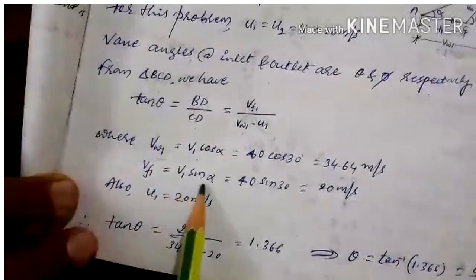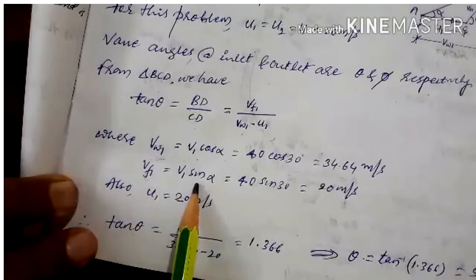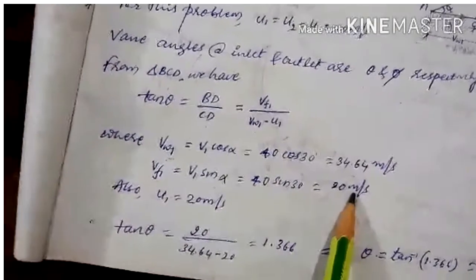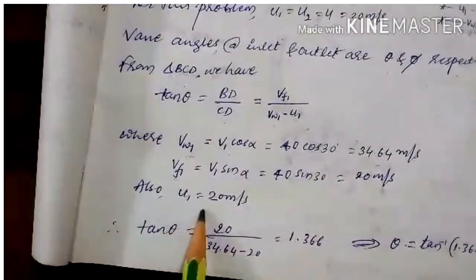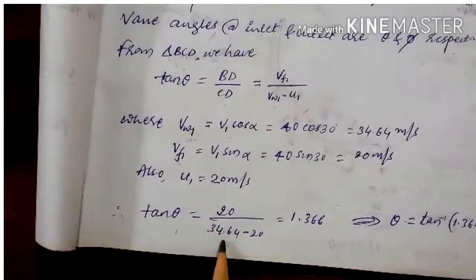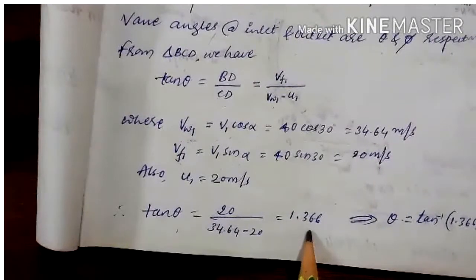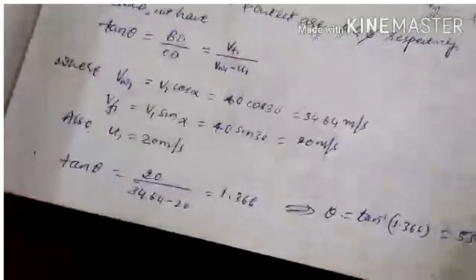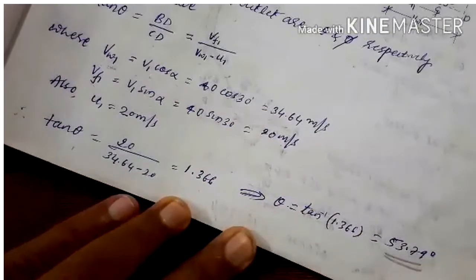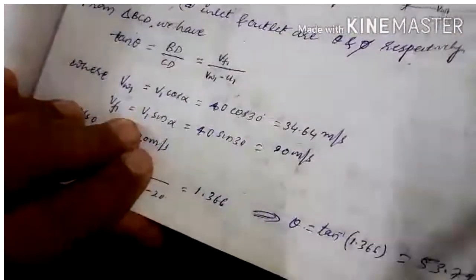Then VF1 is V1 sin alpha, that is the vertical component of V1, and we get 20 meter per second. Then U1 is given, so tan theta is equal to 20 by 34.64 minus 20, which gives 1.366. So theta we get is 53.79 degree. Okay, then this is the inlet velocity triangle.